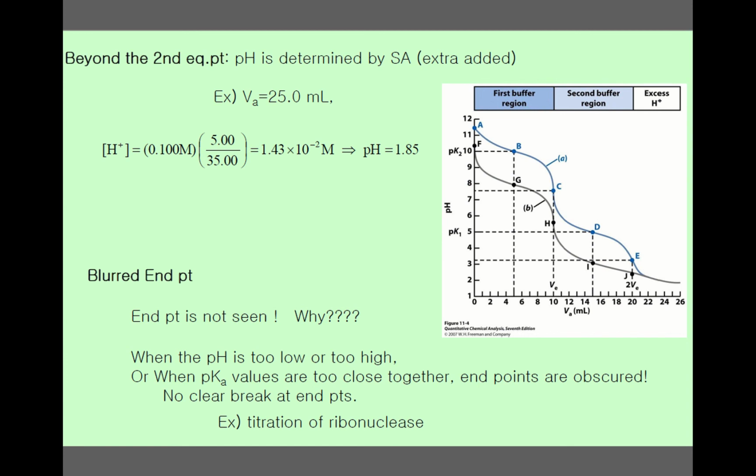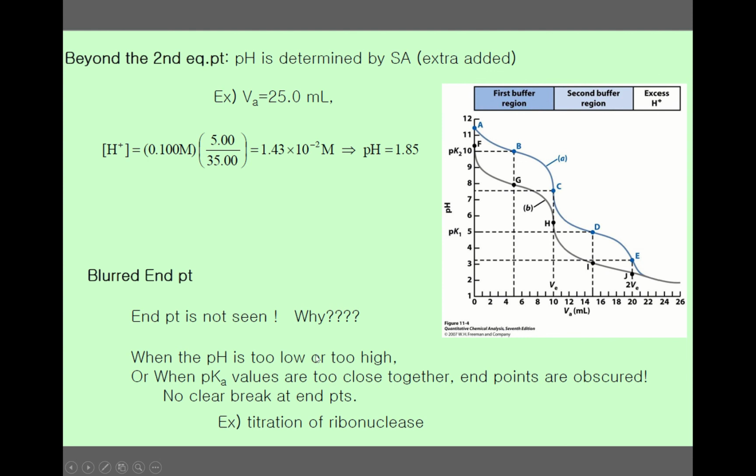That means that sometimes it is difficult to locate the end point. End point is not seen. Why? Look at that. The blue titration curve shows very distinct end points. The first end point or equivalence point is very easy to locate, and the second one is also good to locate. But in this black curve, the second equivalence point or end point is not very distinct. Why? There are several cases.